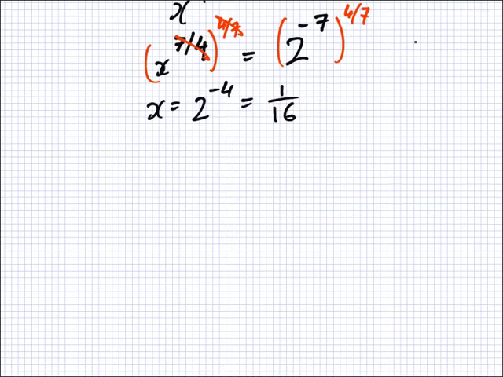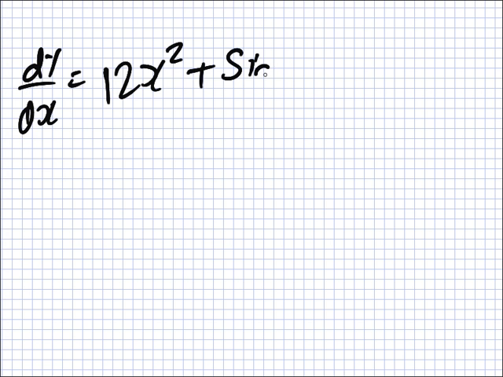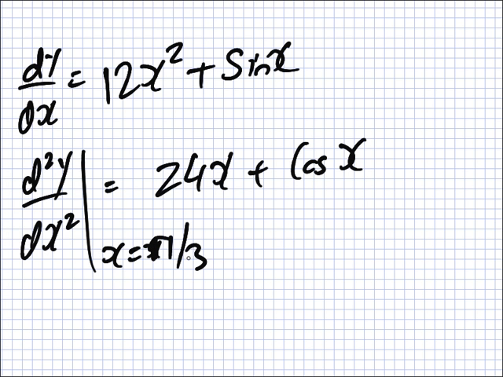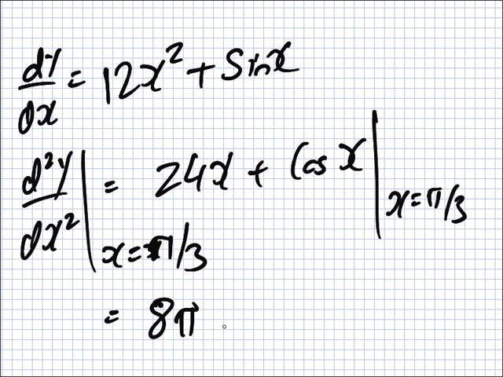So the first derivative, dy dx, will equal 12x squared plus sine x. And the second derivative is 24x plus cos x. Now, if you sub in x equals pi over 3, what's that, 8 pi? Plus cos pi over 3 is a half?